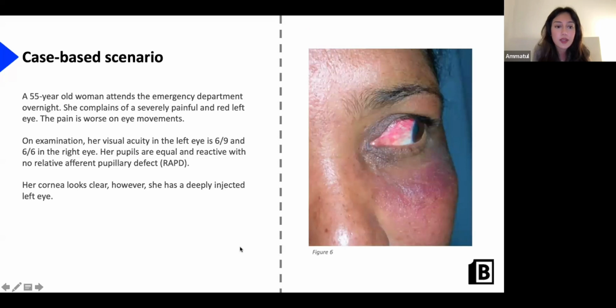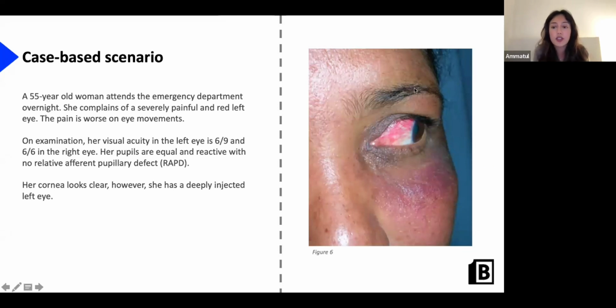Okay, so a second case-based scenario. A 55-year-old woman attends ED overnight. She complains of a severely painful and red left eye. The pain is worse on eye movements. On examination, her visual acuity in the left eye is 6 out of 9 and 6 out of 6 in the right eye. Her pupils are equal and reactive with no RAPD. Her cornea looks clear, however, she has a deeply injected left eye.